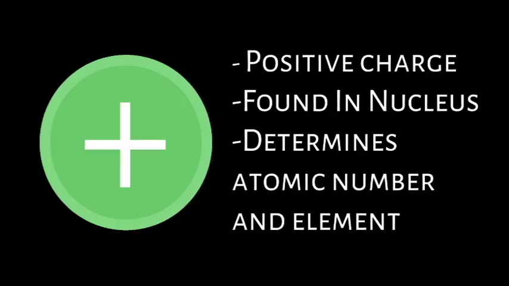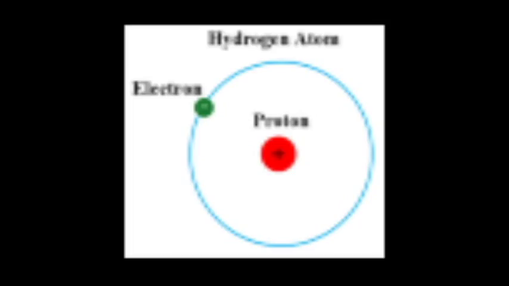The number of protons in an atom determines the atomic number of the atom, which determines what element the atom is. For example, an atom with one proton would have the atomic number of 1, and hydrogen's atomic number is 1, so we know the atom is a hydrogen atom.